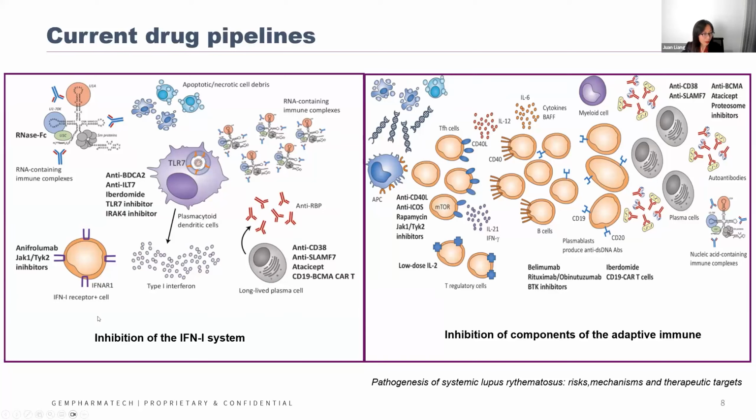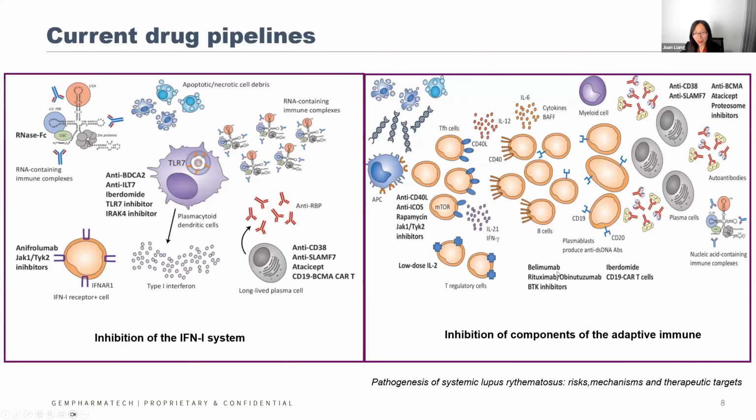And also drugs could be designed to block the signaling pathway of type 1 interferon receptors and also the downstream JAK signaling pathways. For inhibition of the components of adaptive immune systems, the strategy could be to block the function of T follicular helper cells through anti-CD40L and anti-ICOS. B cells are also a very important target for treatment of SLE.